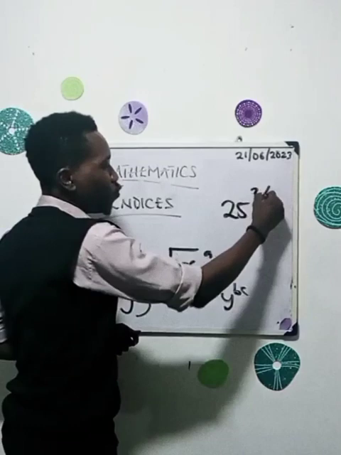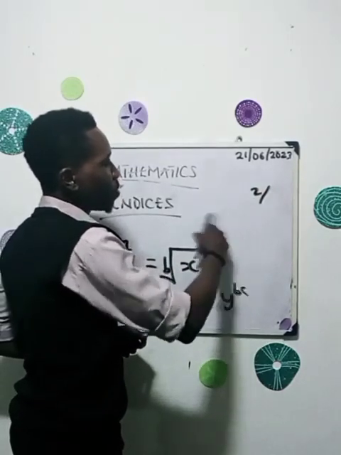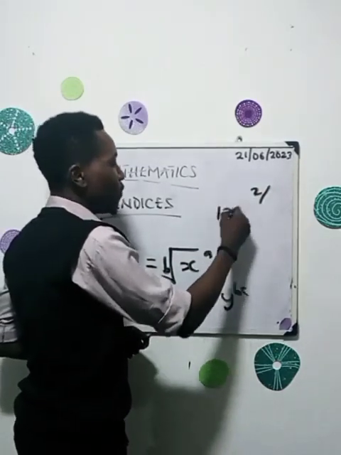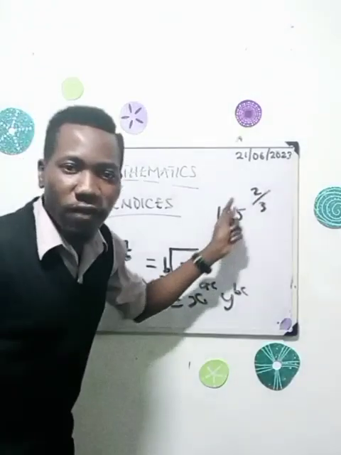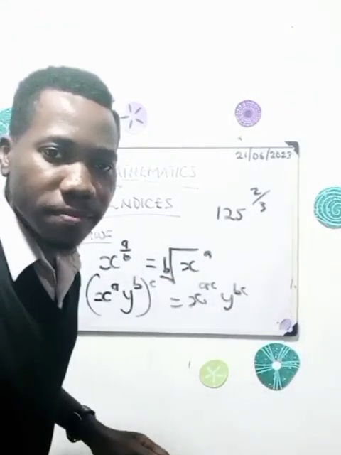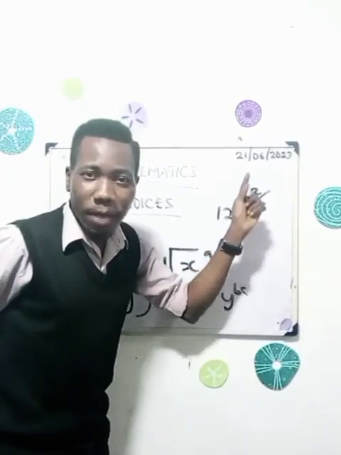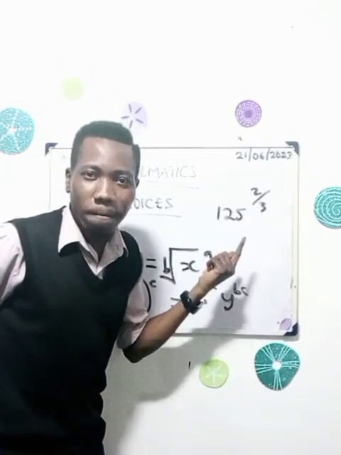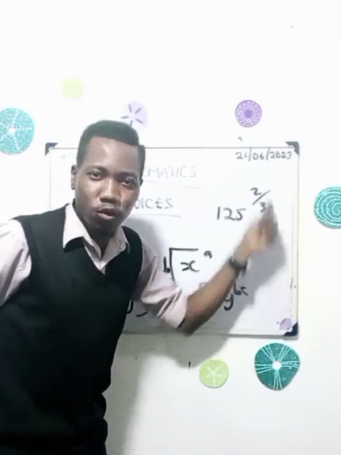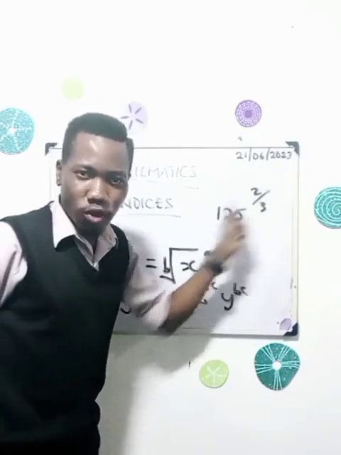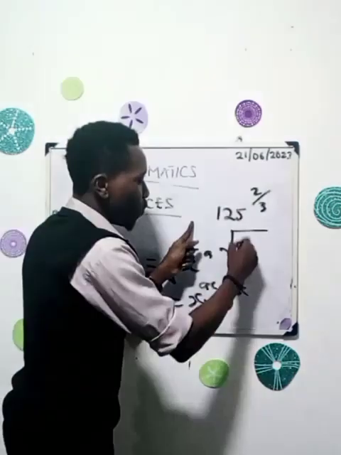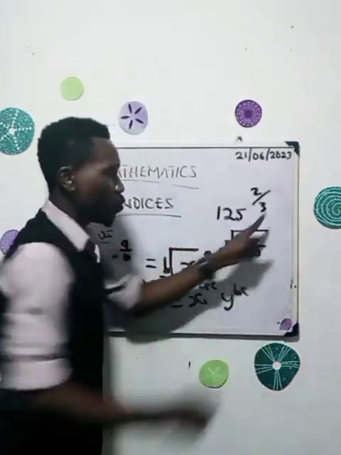Take 125 raised to the power of 2 over 3. What are we going to do? This becomes root and that's power. So we are going to have the 3 roots of 125. That's the cube root. So cube root of 125, because we have 3 here.